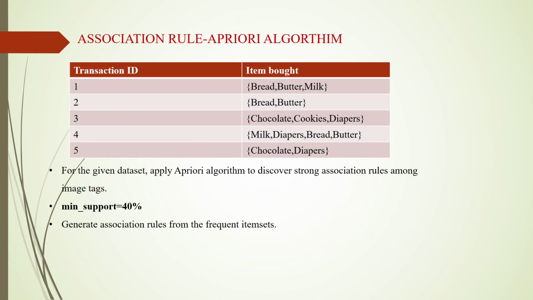Example for association rule mining using the Apriori algorithm. The data set consists of 5 transactions and the items bought. This data set is used to discover the strong relationships. We need to generate association rules from the frequent item set. Finding association rules from the frequent item set is called the Apriori algorithm. Here the minimum support is 40%.